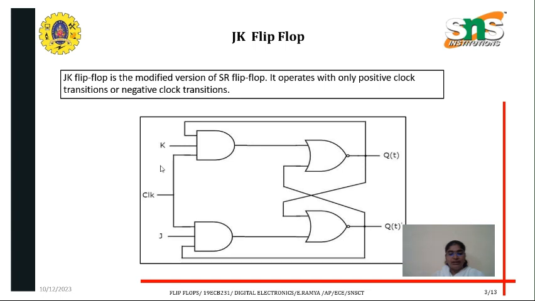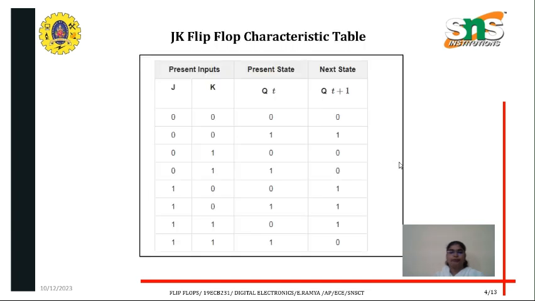So we have two inputs, that is J and K. J and K are the inputs. Here we have a clock. Q of t represents the current state. Q of t bar is the complement of Q of t. Q of t is nothing but the output based on the time period.